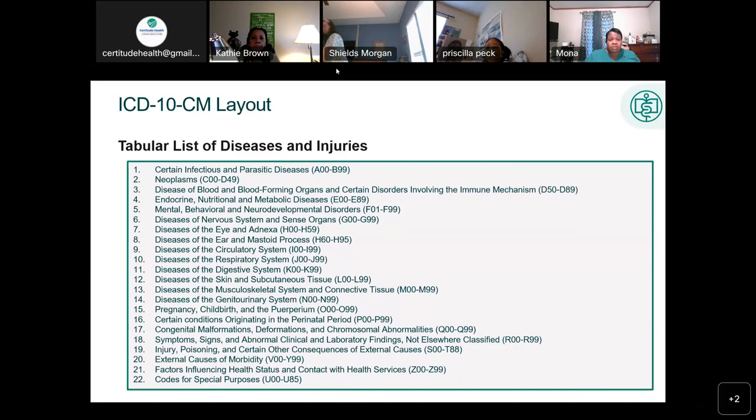Okay. All right, so now the link to this in the tabular list is, notice how, say for example, after chapter 1, certain infectious and parasitic diseases, it has A00 through B99. Did everybody tab their tabular list section? Yes. Okay. For neoplasms, chapter 2, guidelines, C00 through D49. So that's representing the diagnosis codes that you will find in that section.